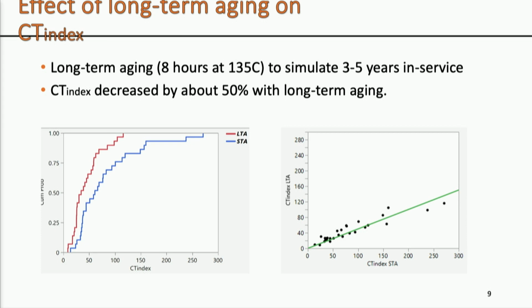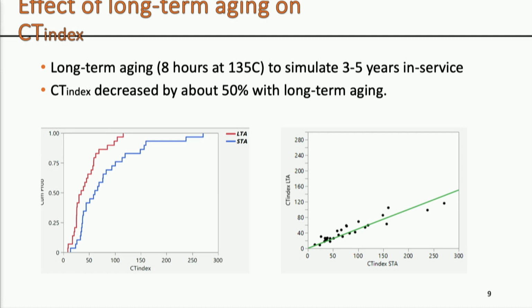And there is a lot of research that went into trying to come up with an aging protocol in the lab that simulates how aging happens in the field. So we decided to use 8 hours at 135 degrees C. Basically, we're taking the mix that's being produced from the plant and putting it in an oven for 8 hours at 135 degrees C. And by doing that, we're simulating 3 to 5 years in service.